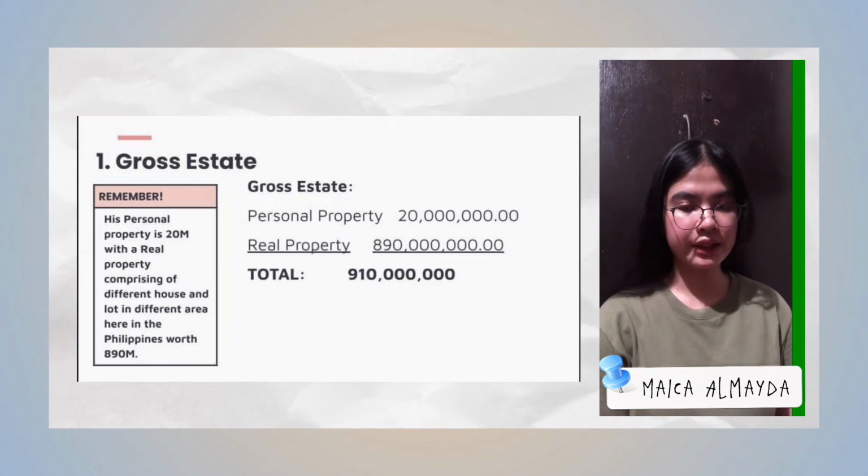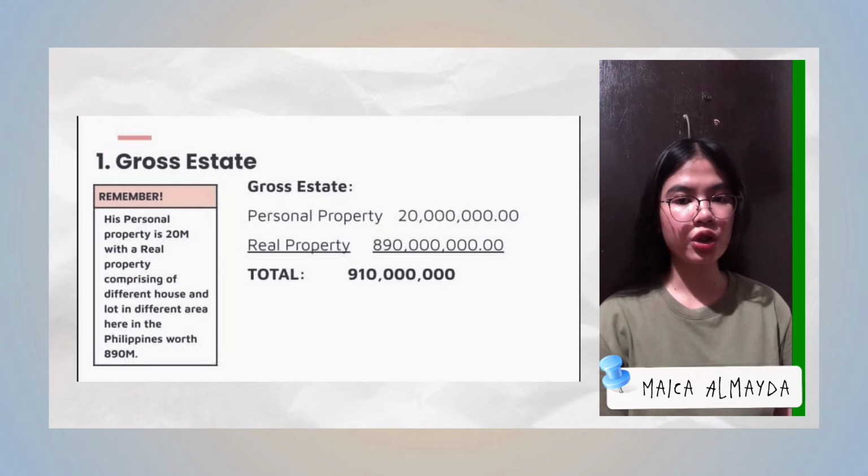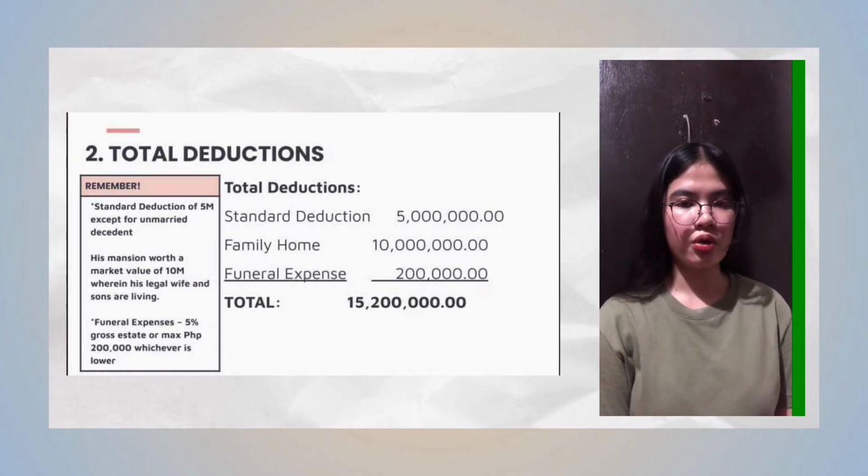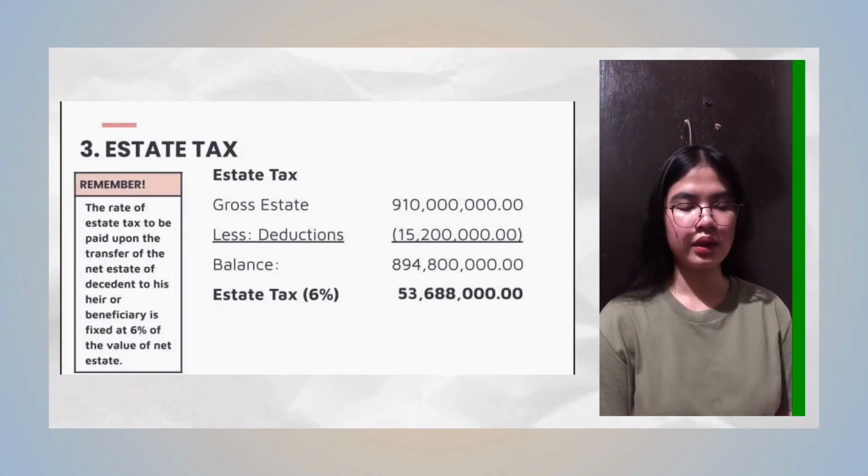So, yung personal property niya is 20 million. Next is real property niya is 890 million. So, yung total niya is 910 million. Next, the total deduction. So, remember, standard deduction of 5 million except for unmarried resident. His mansion worth a market value of 10 million, wherein his legal wife and sons are living. Funeral expenses, 5% of gross estate, or max 200,000, whichever is lower. So, total deduction, standard deduction niya is 5 million, family home is 10 million, funeral expense is 200,000, total is 15 million 200,000.